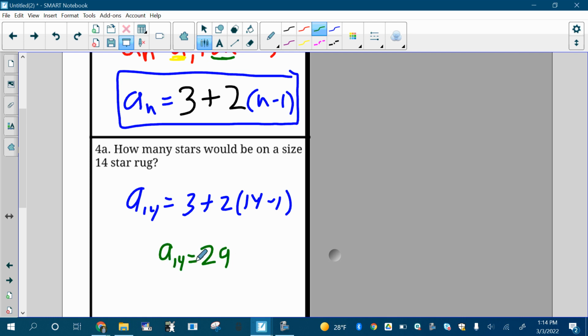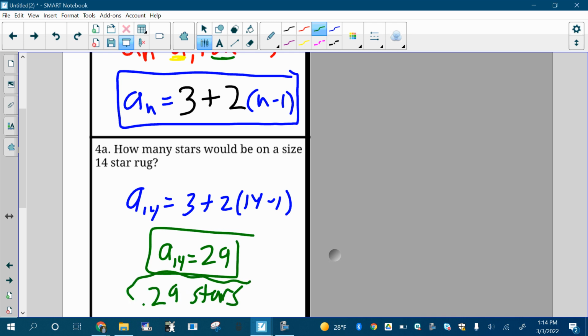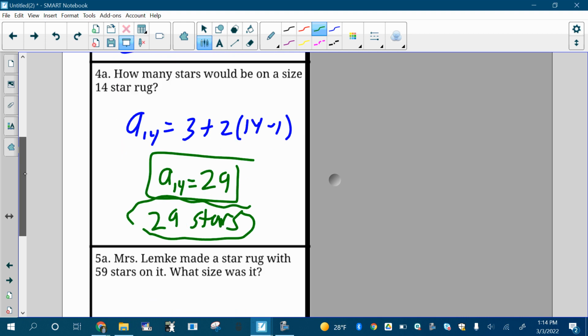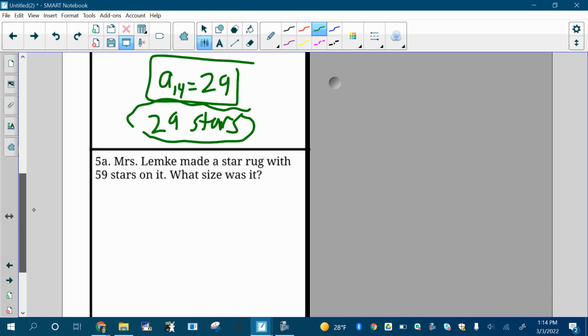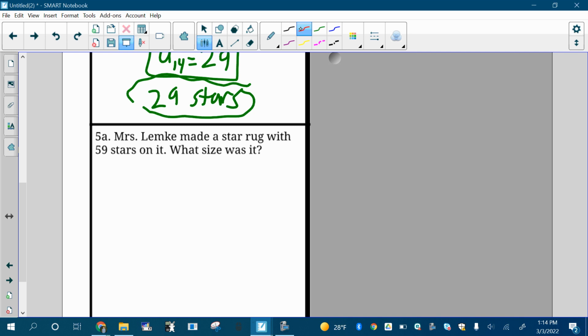The 14th term in the sequence is 29. There would be 29 stars on the rug. Okay. Next question, be careful about this one. This is a little tricky.